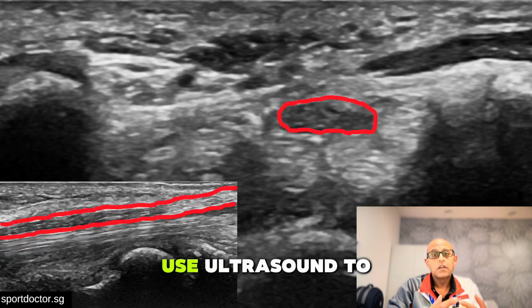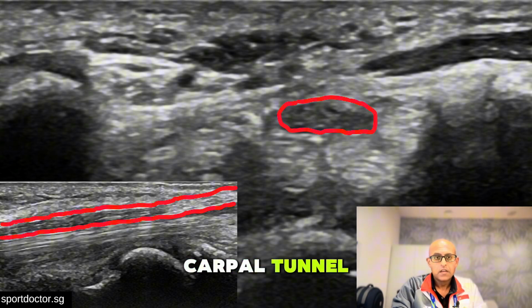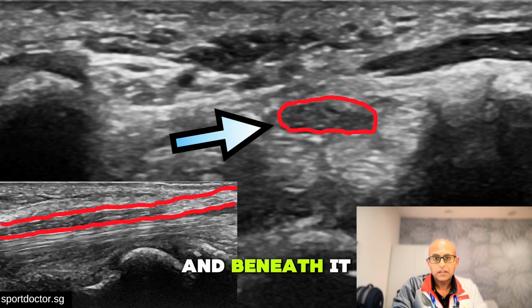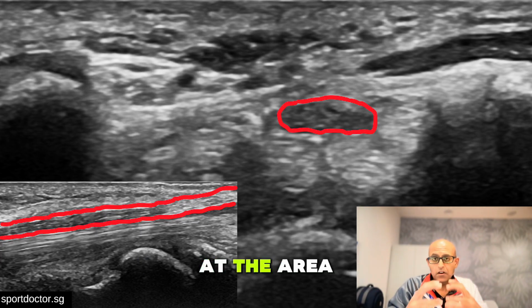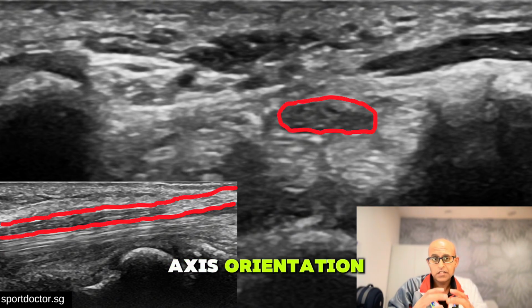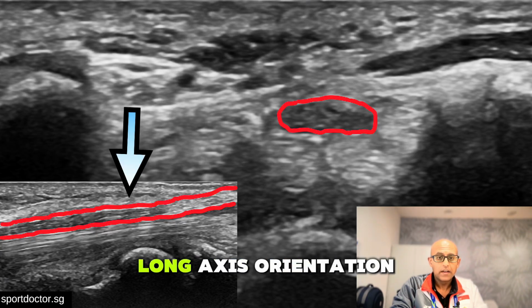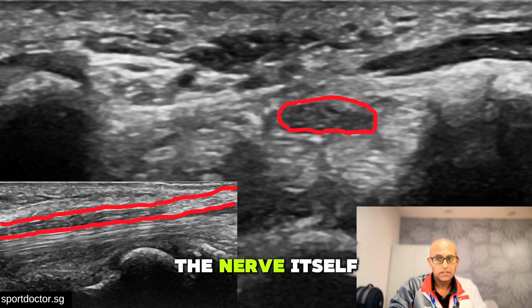You can also use ultrasound to assess nerves. In this image, we have the carpal tunnel. So we have the flexor retinaculum running between the wrist bones, and beneath it we have the median nerve as well as the flexor tendons. Again, it's important to assess nerve structures at the area of interest in a short axis orientation as well as in a long axis orientation. Beneath, we can see the median nerve in a long axis orientation, and what we're looking for is any thickening or disruption of the nerve itself.